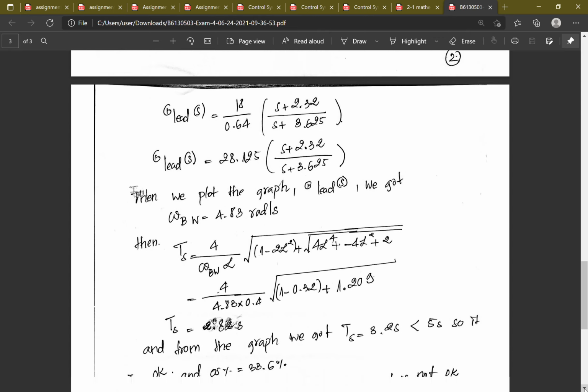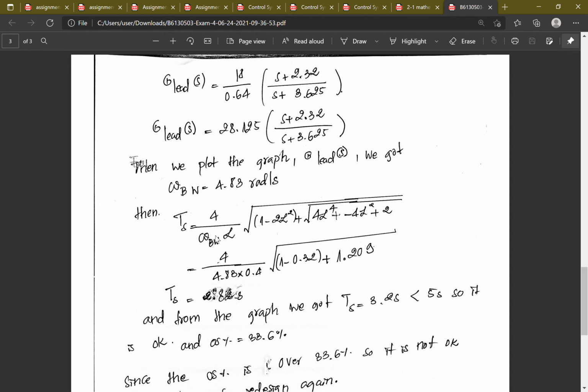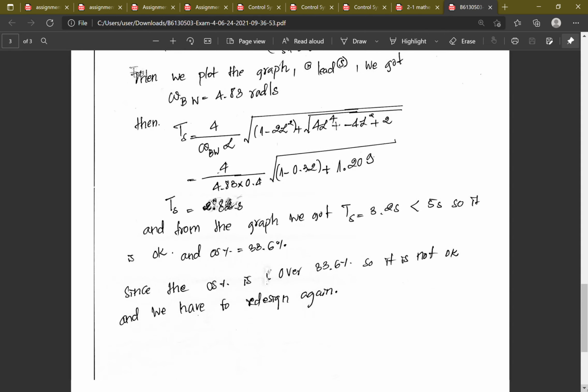And after that, we need to find Ts according to this formula, and we substitute the bandwidth and damping ratio. We got Ts equal to 8.2 seconds. And as we know that we need the settling time to be less than 5 seconds, so no, this is not okay for our design.